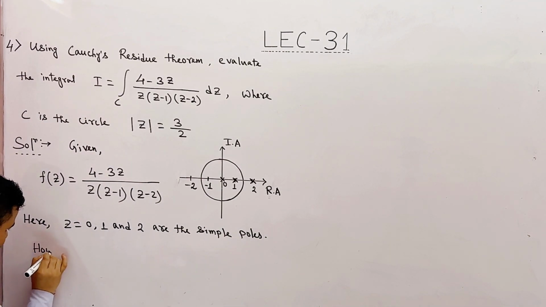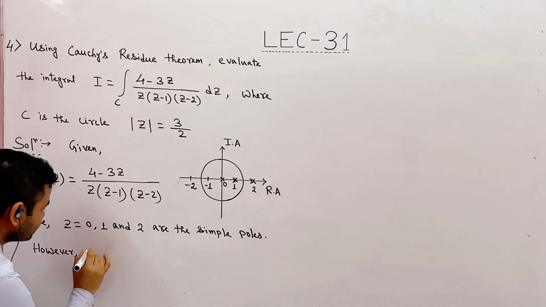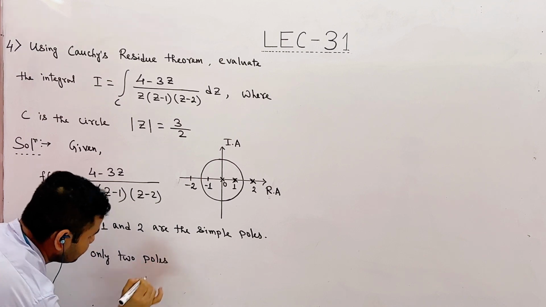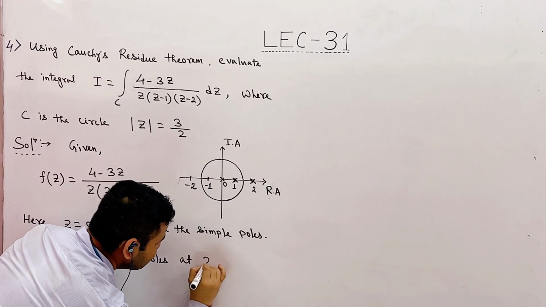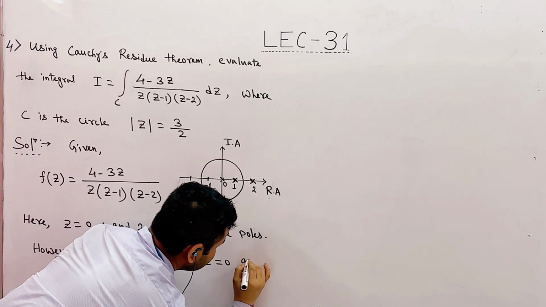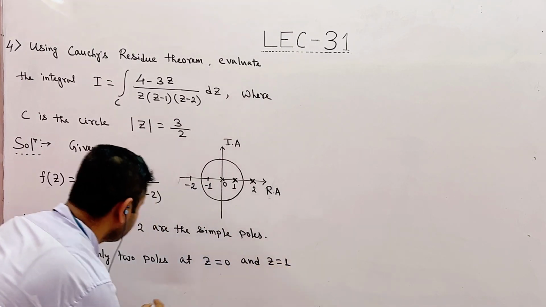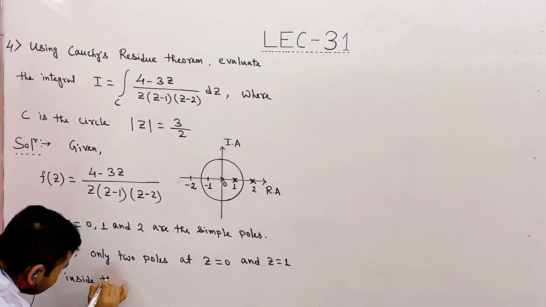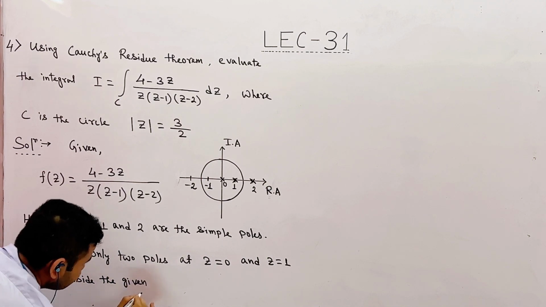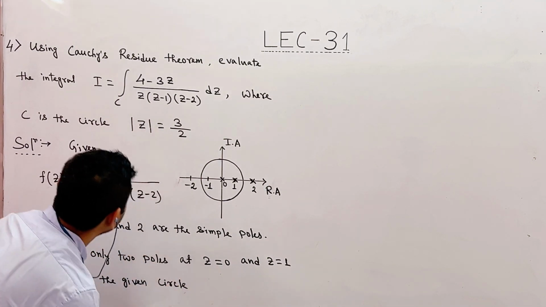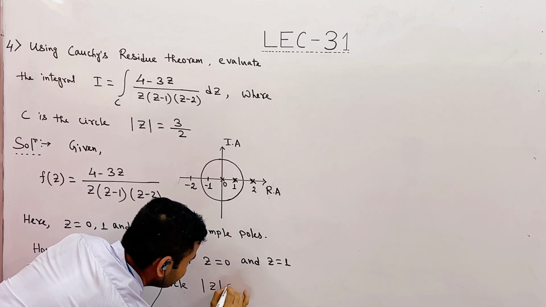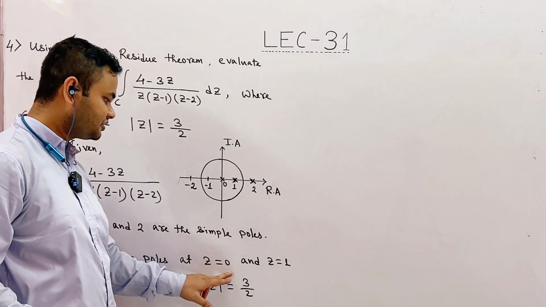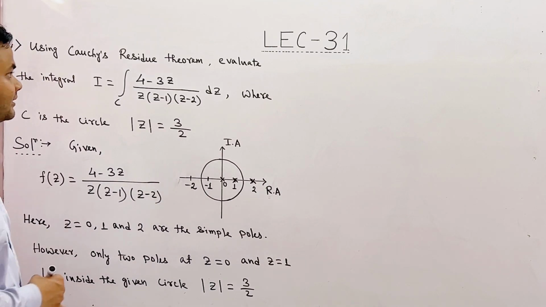However, only two poles at z equal to 0 and z equal to 1 lie inside the given circle modulus of z equal to 3 by 2. Now let us find out residue at z equal to 0 and at z equal to 1 separately.